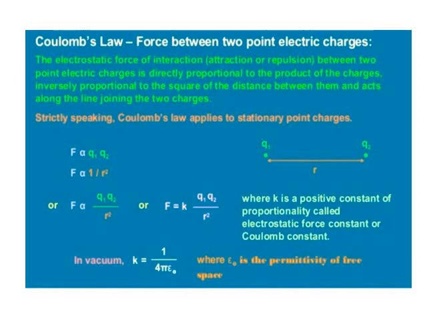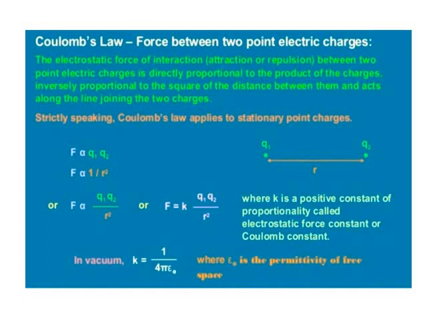See the figure in the slide here. Two point charges Q1 and Q2 are separated by distance r. Then the force of attraction or repulsion between them is: F is directly proportional to Q1 Q2 and F is directly proportional to 1 by r square. Combining these two, we get F is proportional to Q1 Q2 upon r square, which means direct variation with the product of the charges and inverse variation with the square of the distance between them.